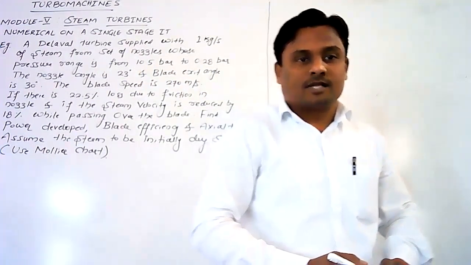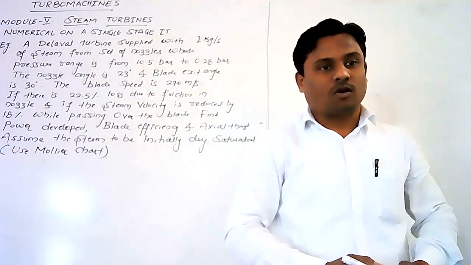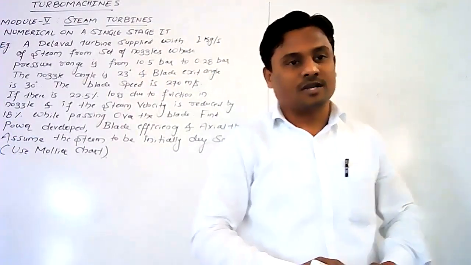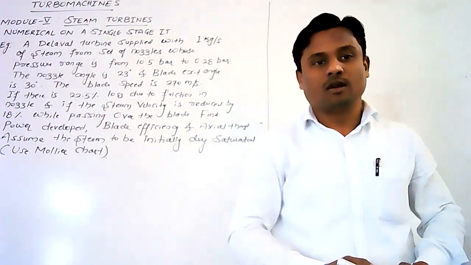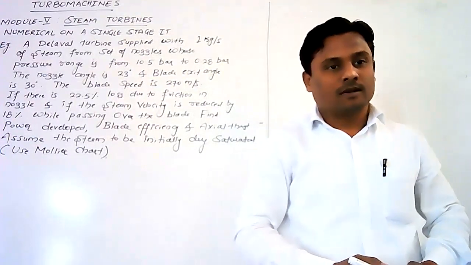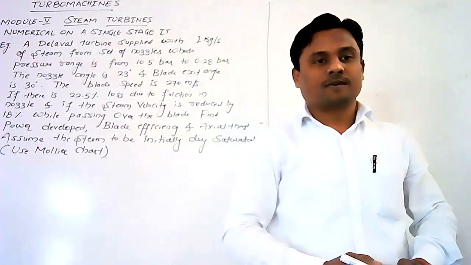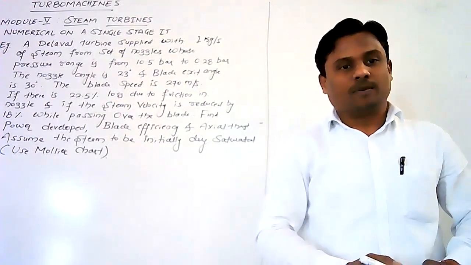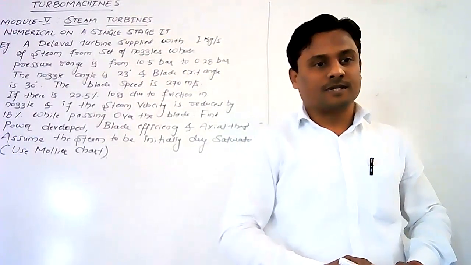A De-Laval turbine is supplied with 1 kg per second of steam from a set of nozzles whose pressure range is from 10.5 bar to 0.28 bar. The nozzle angle is 23 degrees and the blade exit angle is 30 degrees. The blade speed is 270 meters per second.